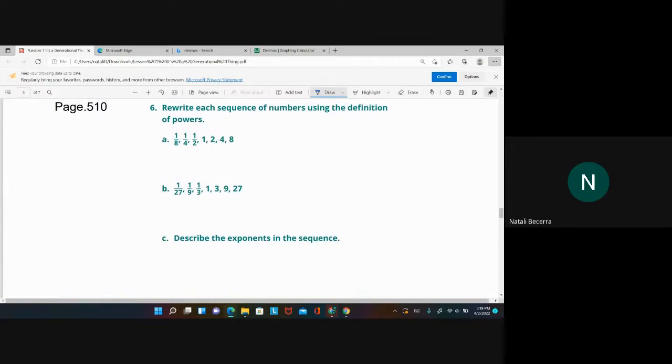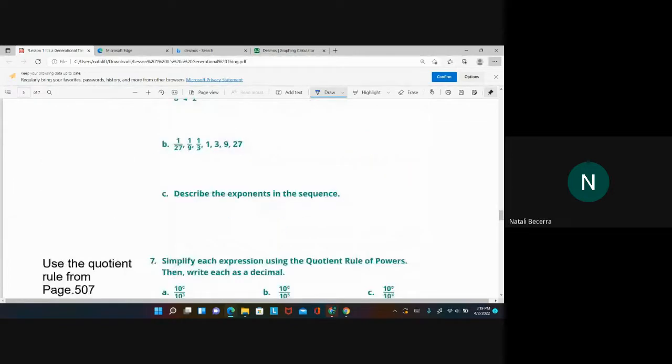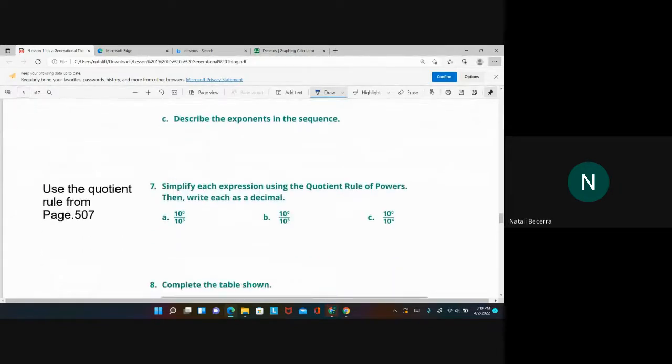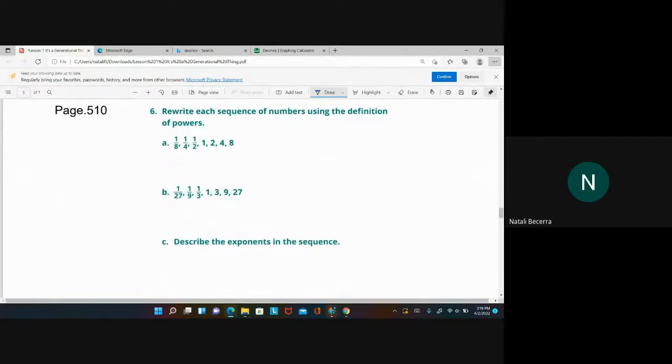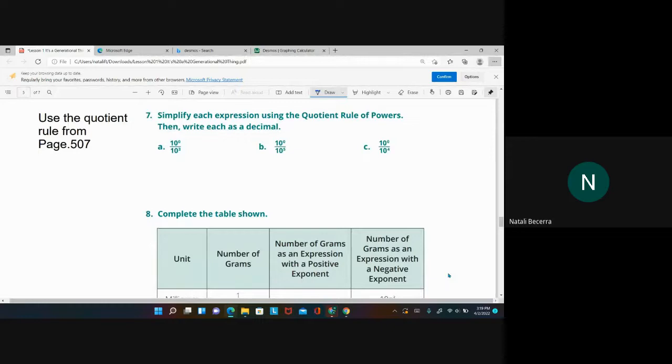So moving on to page 510. Rewrite each sequence of numbers using the definition of powers. I think for this one, let me see something real quick. We're not going to do that. We're going to do, were we supposed to do this one? No, we weren't. We're going to do this one, number 7, using the quotient rule from page 507, okay? So simplify each expression using the quotient rules of powers. Then write each as a decimal.